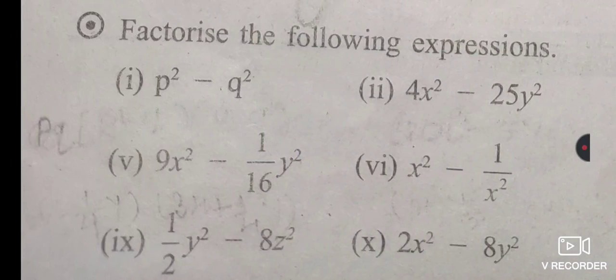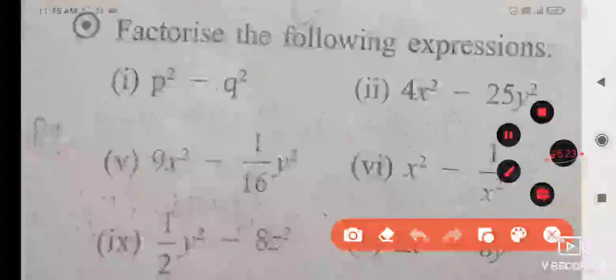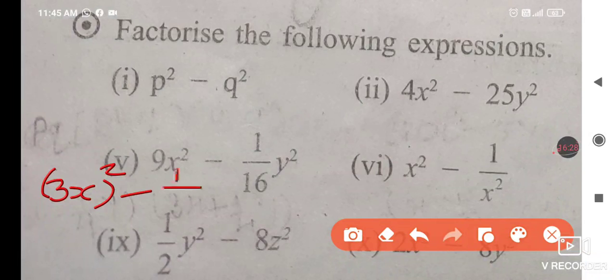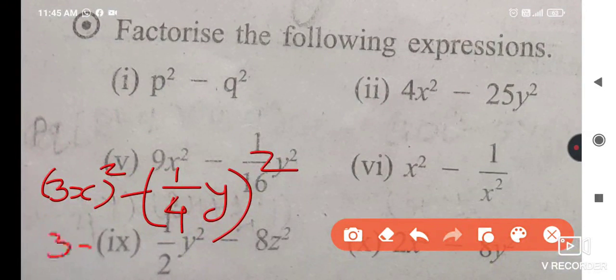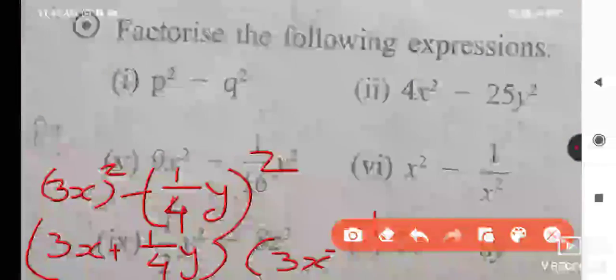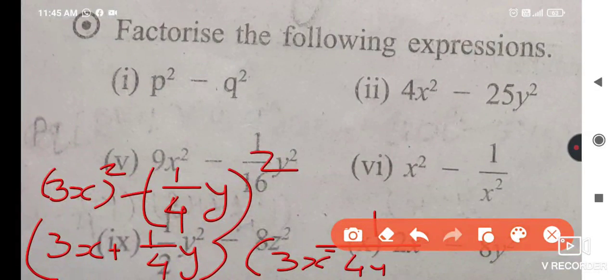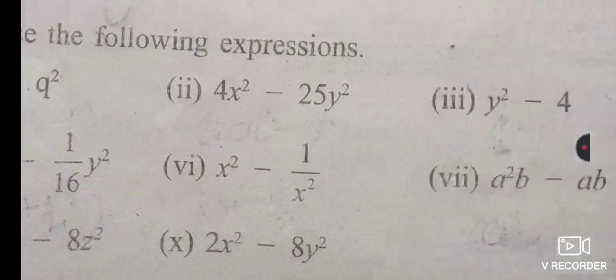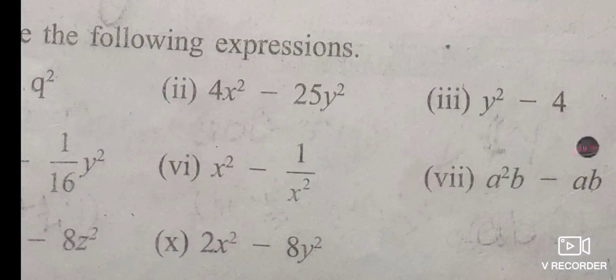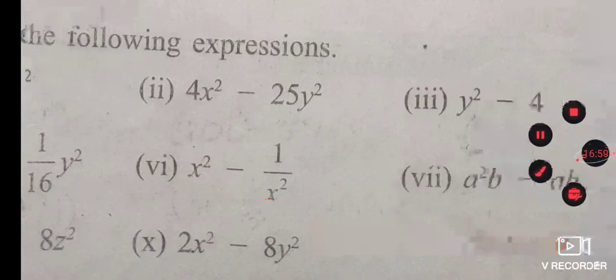Now in the next example, here also the square numbers are there. 9x square means (3x) bracket square, minus 1 upon 16y square, whose square root is 4y, in a bracket square. Now do one addition and one subtraction. So 3x plus 1 upon 4y and 3x minus 1 upon 4y. In this way its factorization is there. You can do this also: what is the factorization of this? x plus 1 upon x and x minus 1 upon x. We have to take the square root.